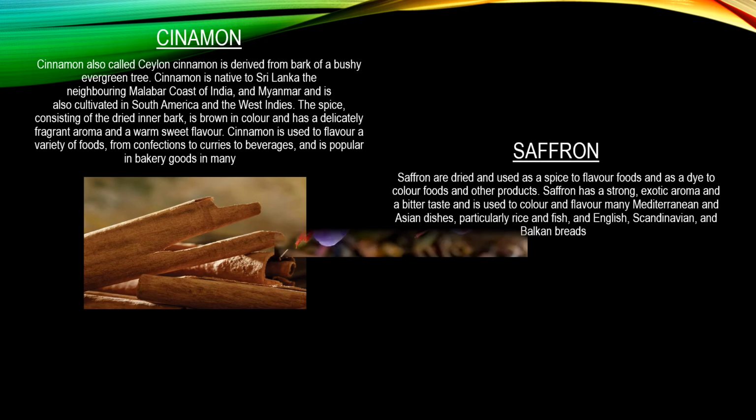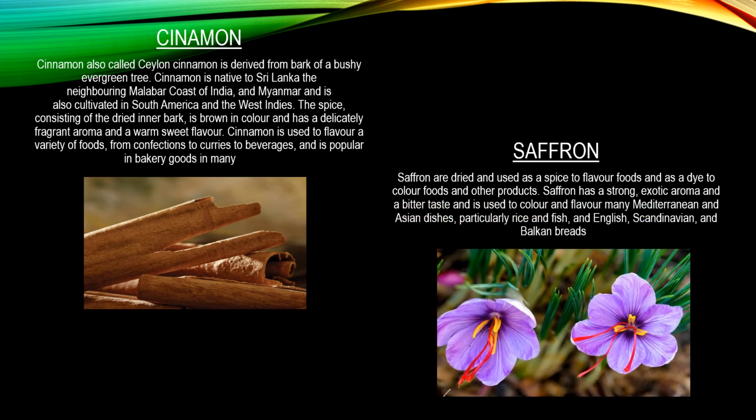Next is saffron. It is a very expensive spice from India. It has a bright yellow color and a mild distinctive flavor. It is used in most of the Indian and Arab cuisines. It flavors and colors baked goods. It is used in rice, potato, soup, sauces, curries, meat, etc.